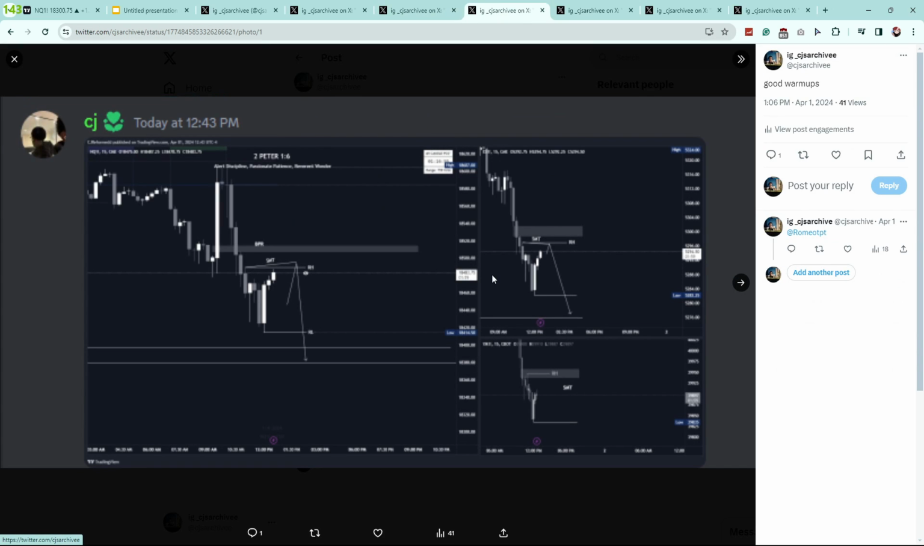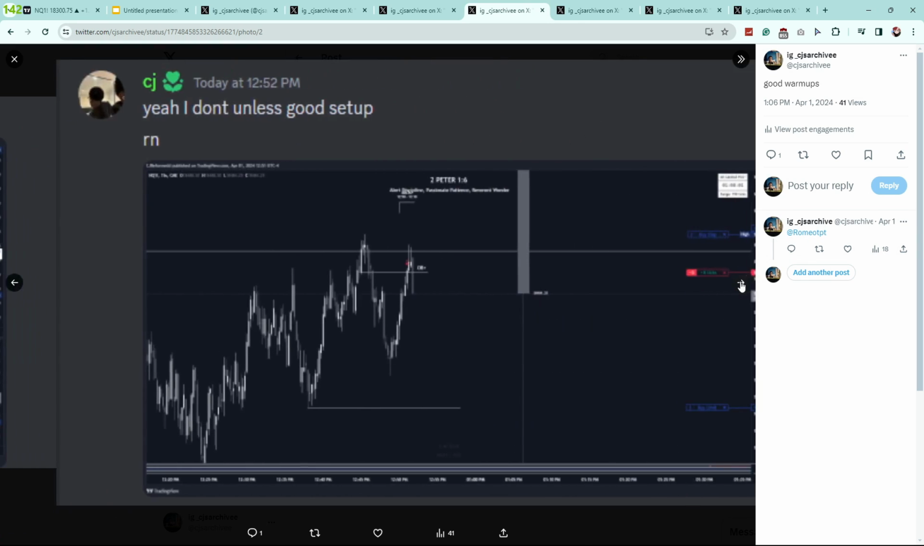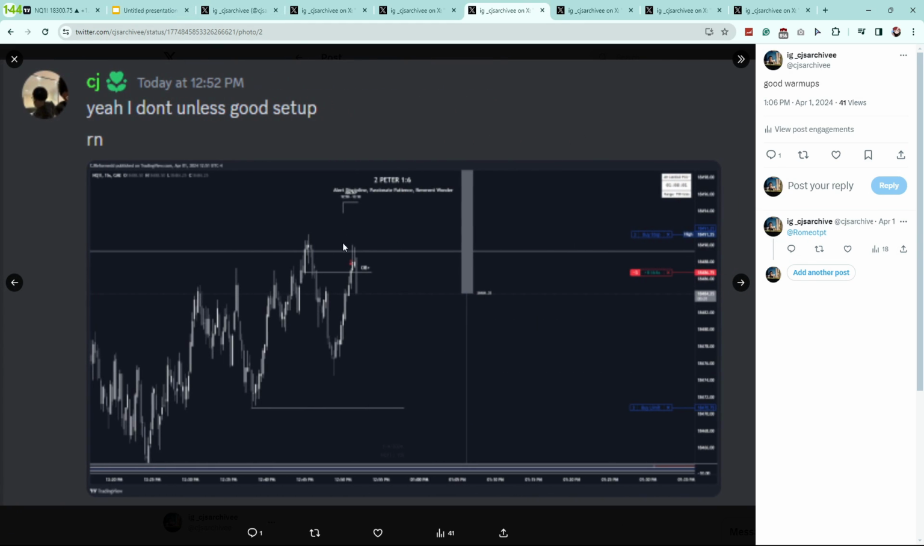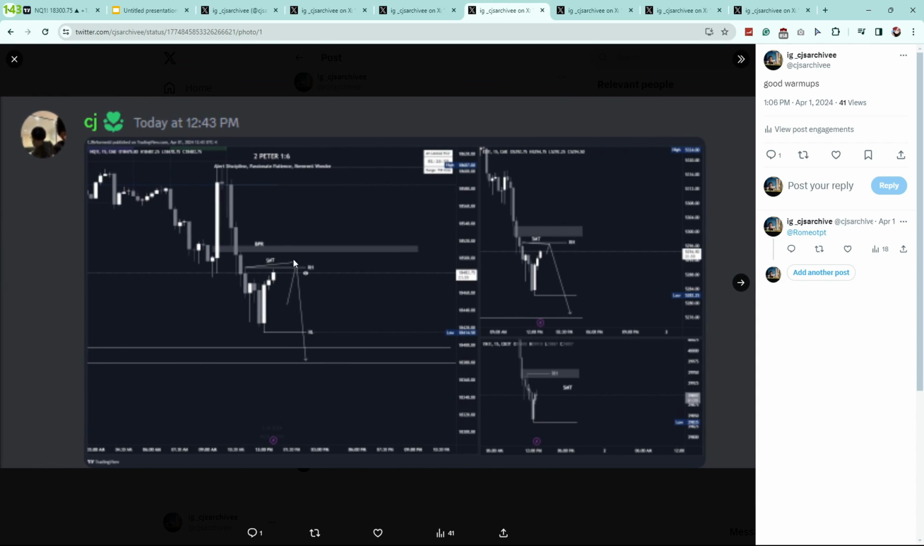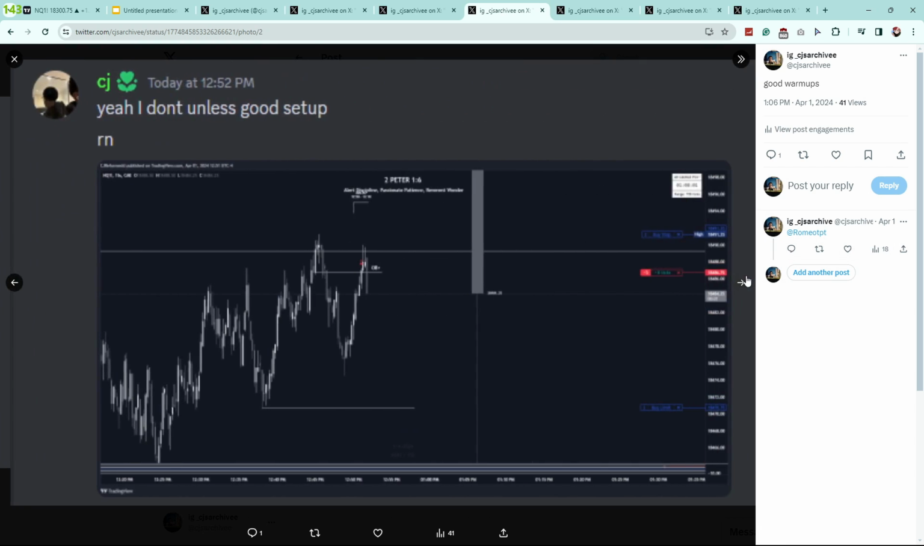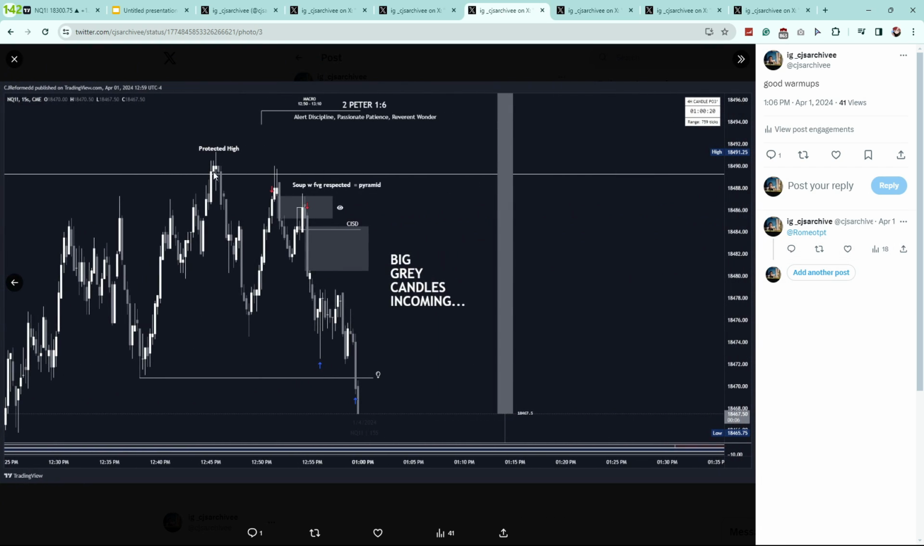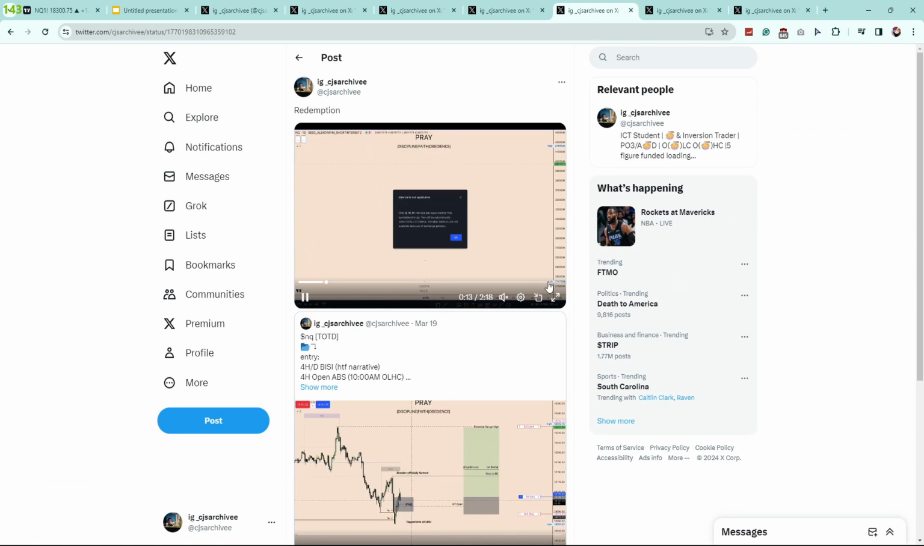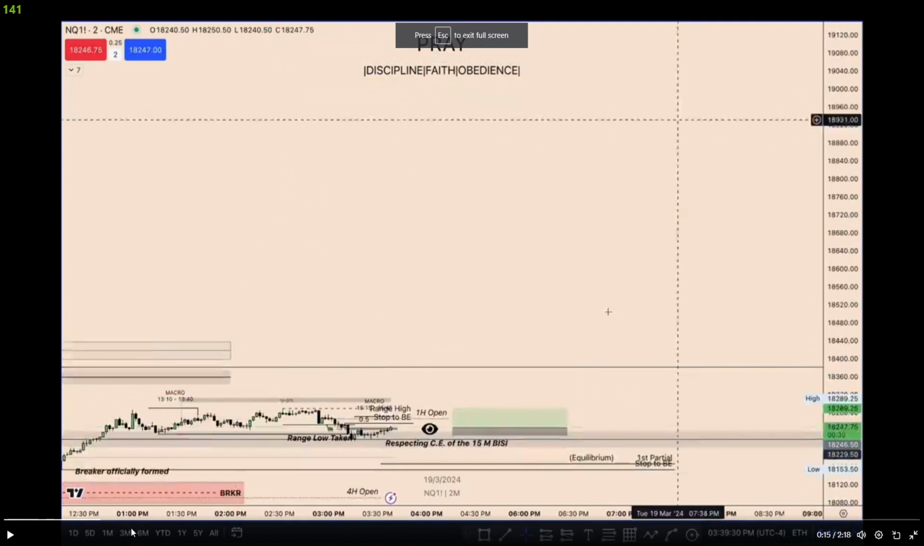Another one right here, we said go, warm-ups. We had SMT. Why is the photo quality so bad? But we said I don't take a trade unless I have a good setup, right? Then I sent this picture right here, SMT with one of them, and we did in fact have an SMT. And then we of course had a protected high. We entered at the order block, another pyramid entry, got out right at this low, and then we got out finally right here, right?